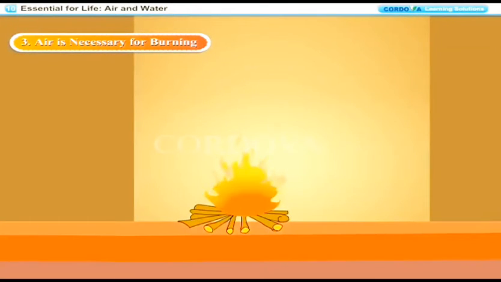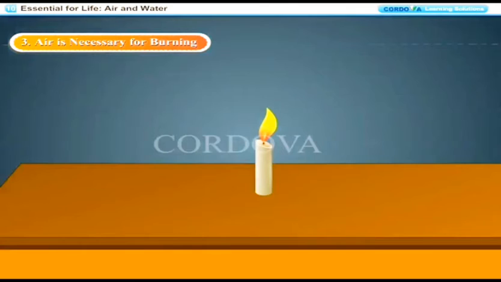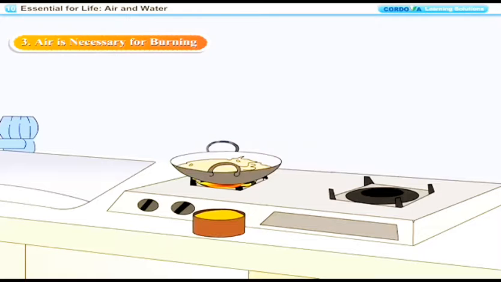Air is necessary for burning. Air is necessary for burning of things. For example, to burn a candle, paper, kerosene oil, cooking gas, air is necessary. The oxygen gas present in air helps in burning.